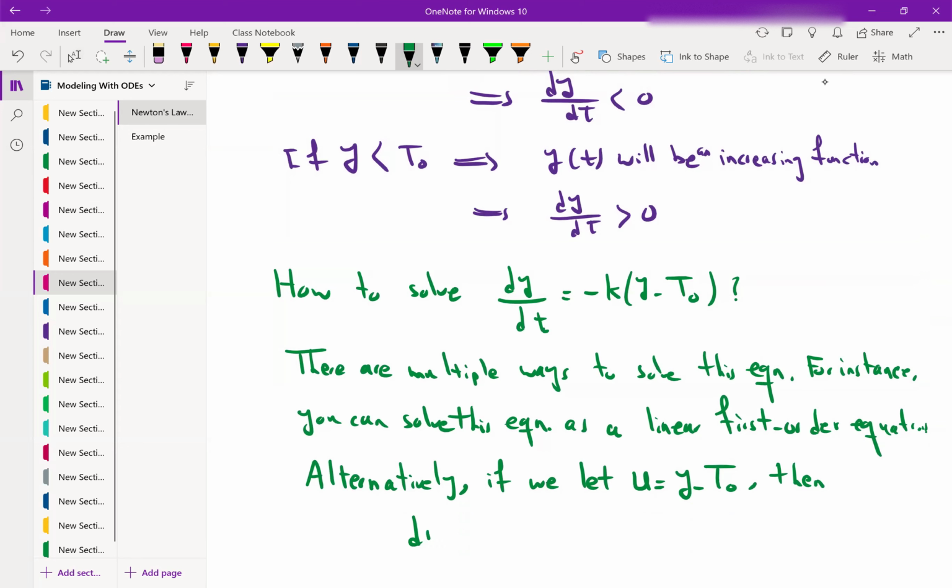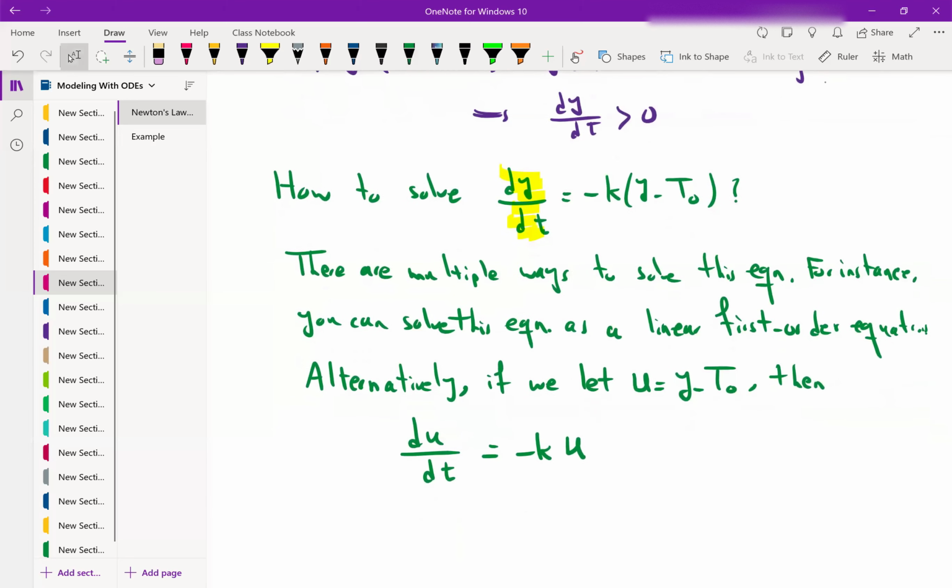Then we have du/dt. Notice that T naught is a constant number. The temperature of the room is a constant number. So du/dt is exactly the same as dy/dt. And then on the right-hand side, we have negative k u. And this equation, we all know that we memorize the solution to. This is one of the most fundamental equations that we need to be familiar with.